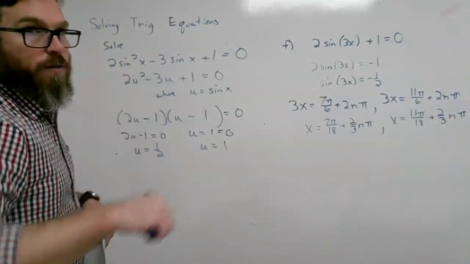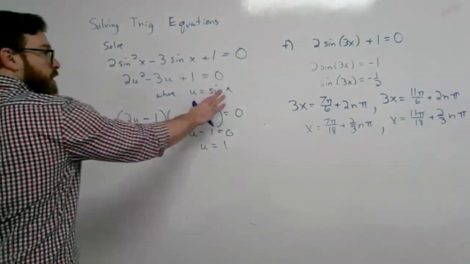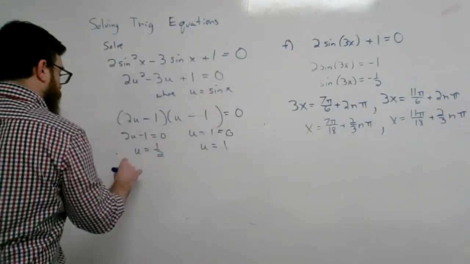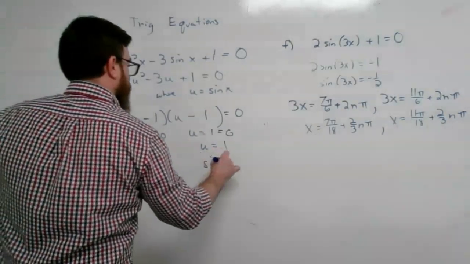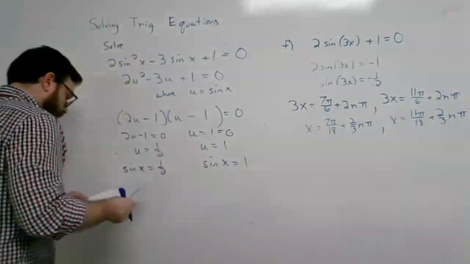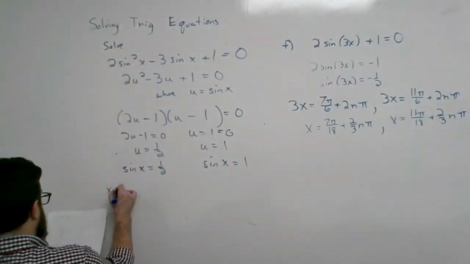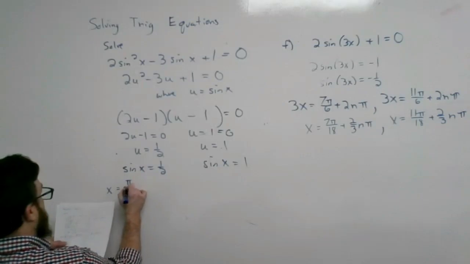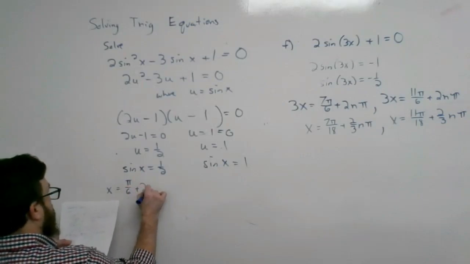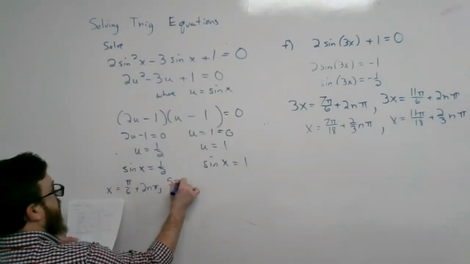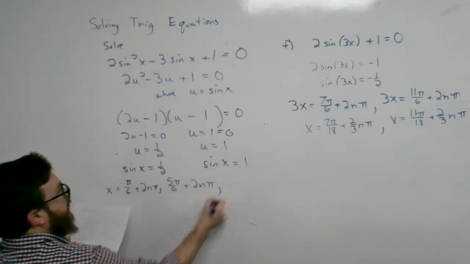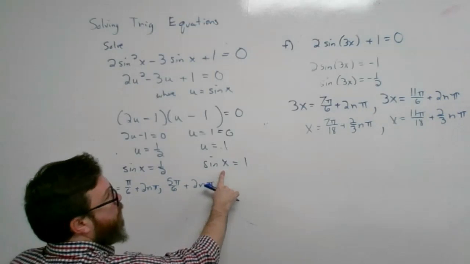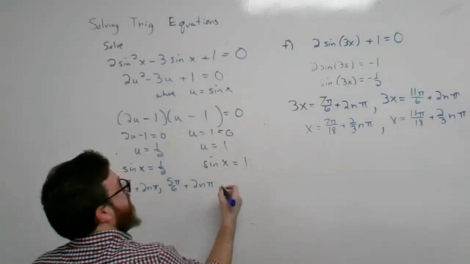Now we're not trying to solve for u, we're trying to solve for x. So reintroducing that sine function, the sine of x is equal to 1/2 and the sine of x is equal to 1. We can find the angles for which this is true, just like we did before. So this is going to be pi over 6 plus multiples of its period, 5 pi over 6 plus multiples of its period. And for the sine of x to be equal to 1, we know that that's straight up at pi over 2.